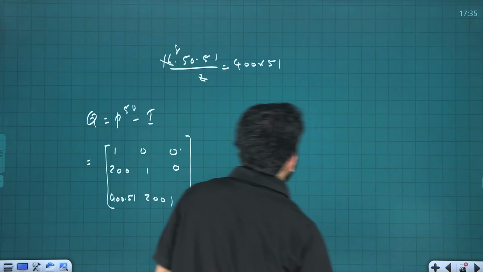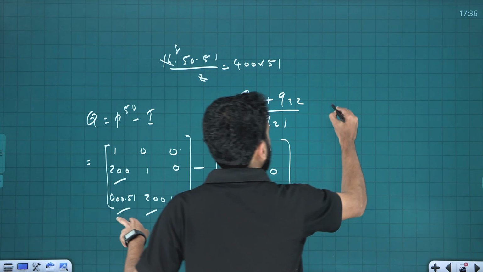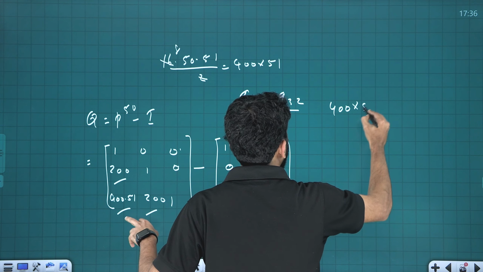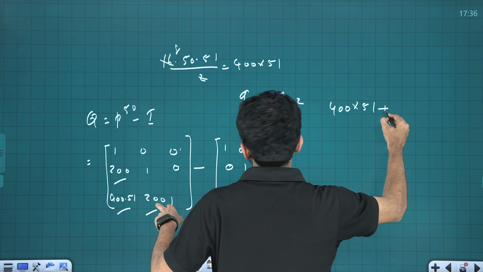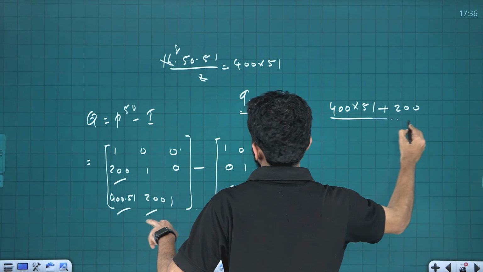Okay. So, what is Q31? That is 400 into 51 plus what is Q32? 200 divided by, and what is Q21? That is 200. Okay. Just cancel the zeros and the 2 also 2.